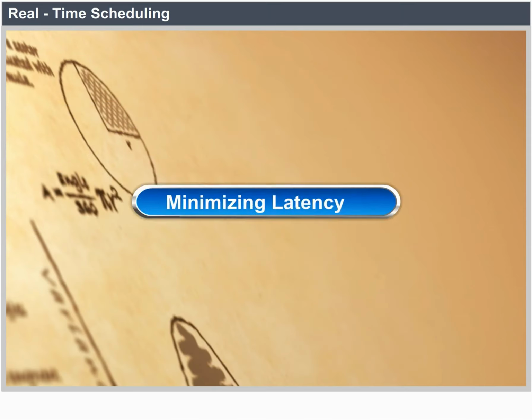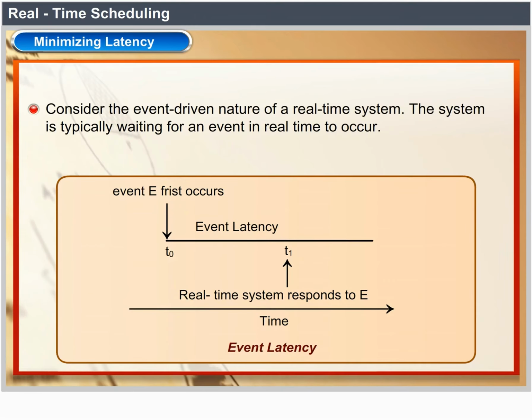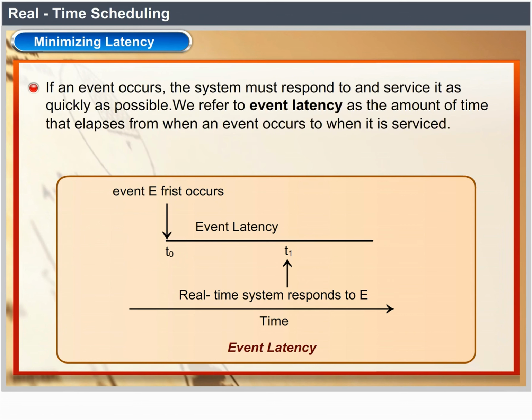Minimizing latency. Consider the event-driven nature of a real-time system. The system is typically waiting for an event in real time to occur. Events may arise either in software, as when a timer expires, or in hardware, as when a remote-controlled vehicle detects that it is approaching an obstruction. When an event occurs, the system must respond to and service it as quickly as possible. We refer to event latency as the amount of time that elapses from when an event occurs to when it is serviced. See the figure below.